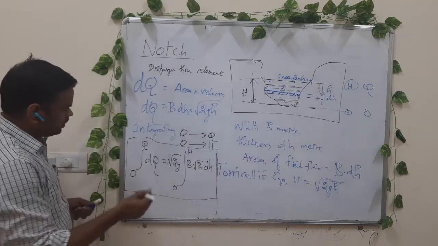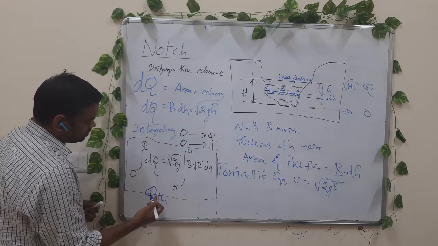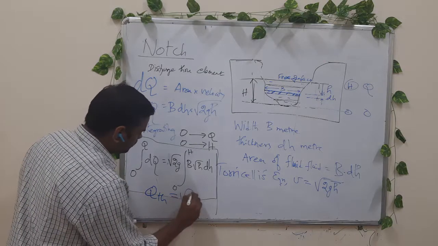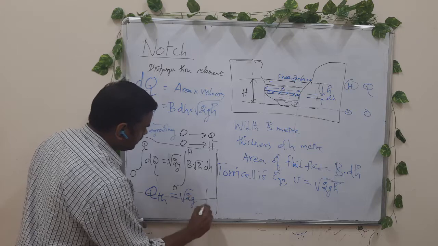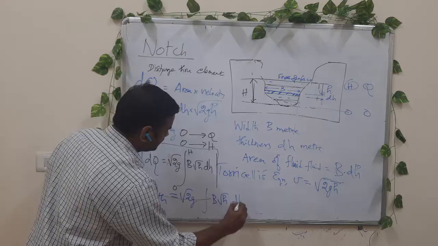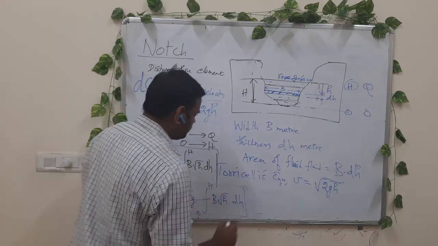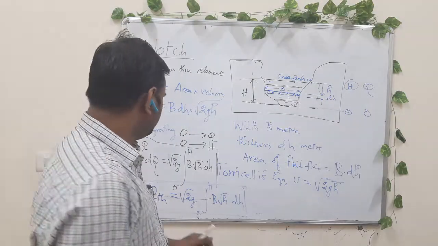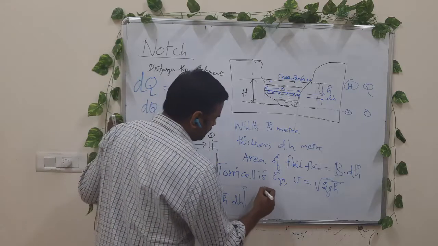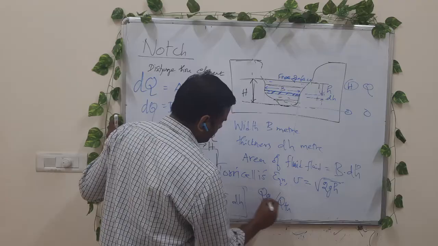So what we get is Q theoretical, the theoretical discharge, equal to square root of 2g times the integral of b into square root of h dh, varying from 0 to capital H. This expression is the theoretical discharge for any dissimilar shape, and the actual discharge is always less than the theoretical discharge.